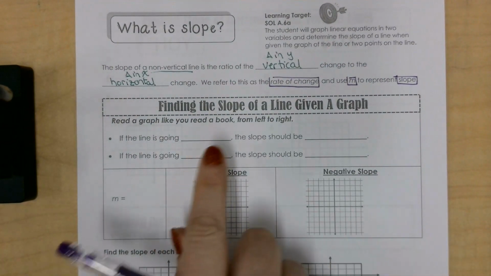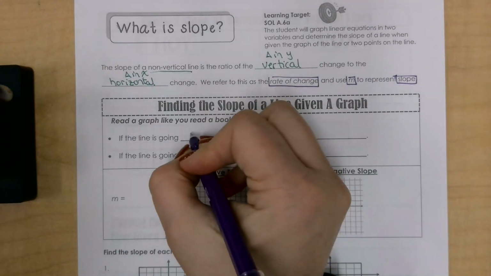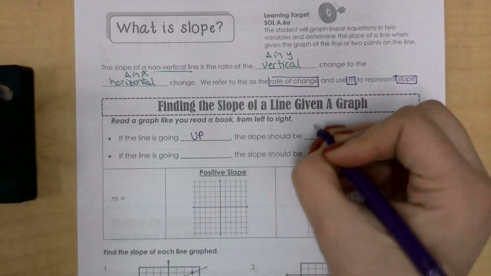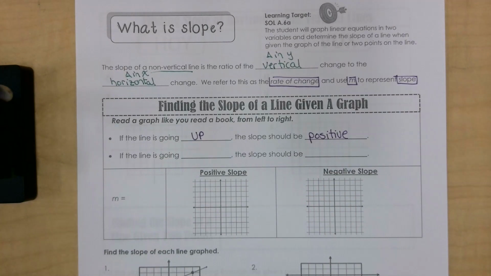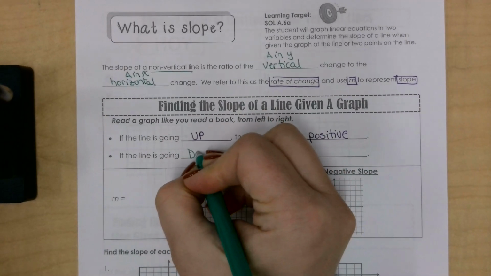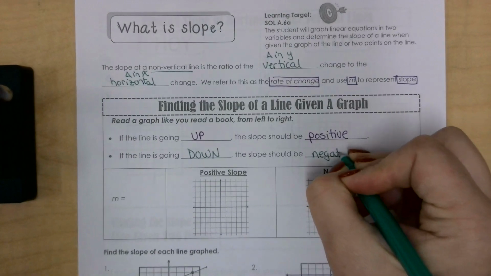So when I find the slope of a line given a graph, if the line is going up, the slope should be positive. If the line is going down, the slope should be negative.